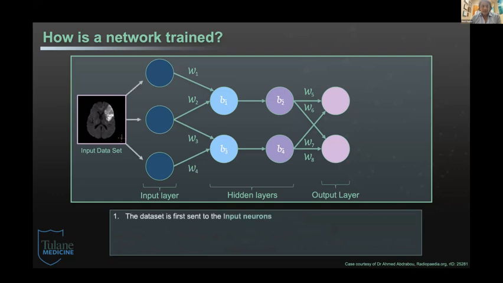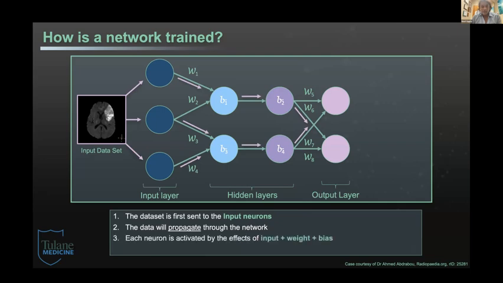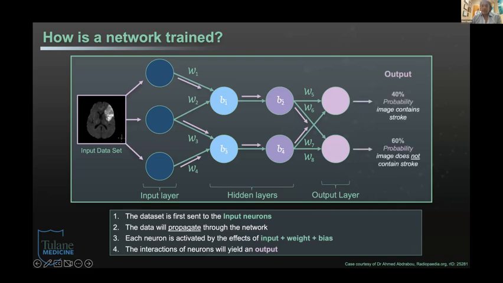The data is sent to the input neurons. The data will propagate slowly throughout the network. Again, we have multiple weights and biases and connections here. Then each neuron is activated by the effects of the input plus the weight and bias, and the interaction of the neurons will yield an output. With this, we have an output: 40% probability the image contains a stroke, 60% probability the image does not contain a stroke. So we have a high error here.